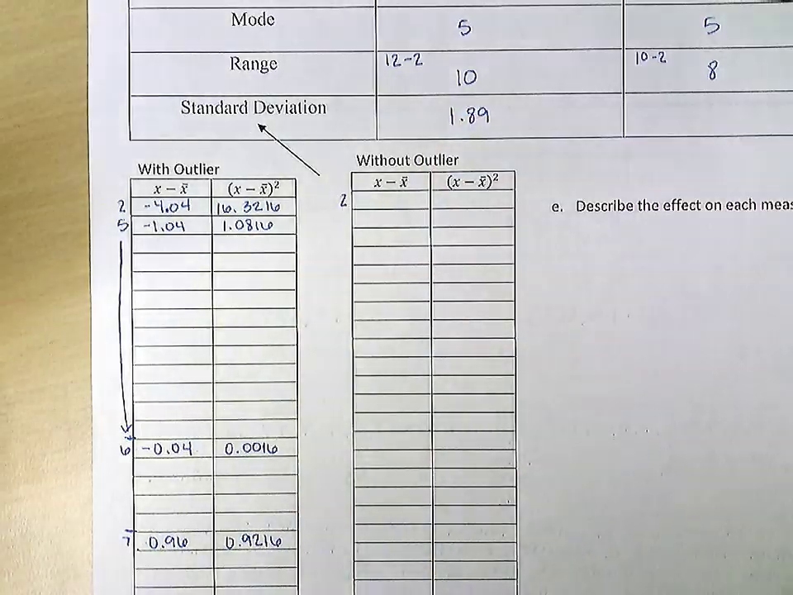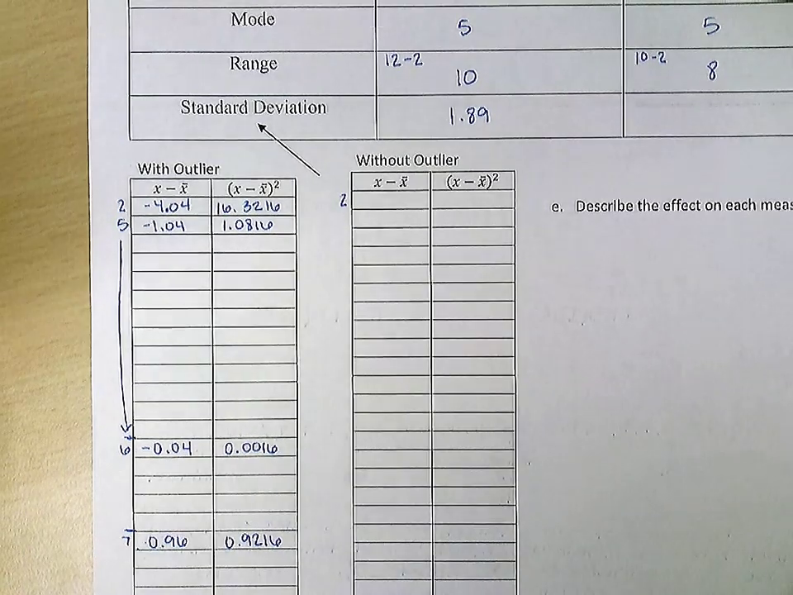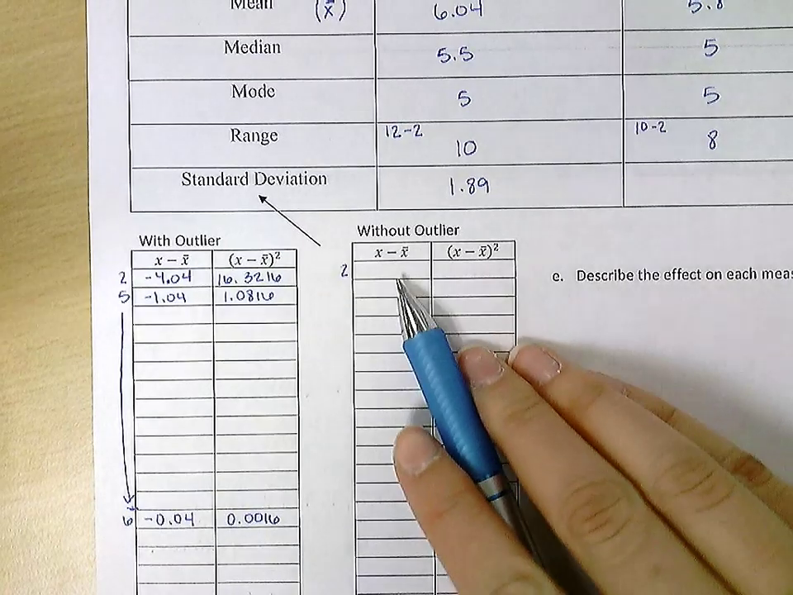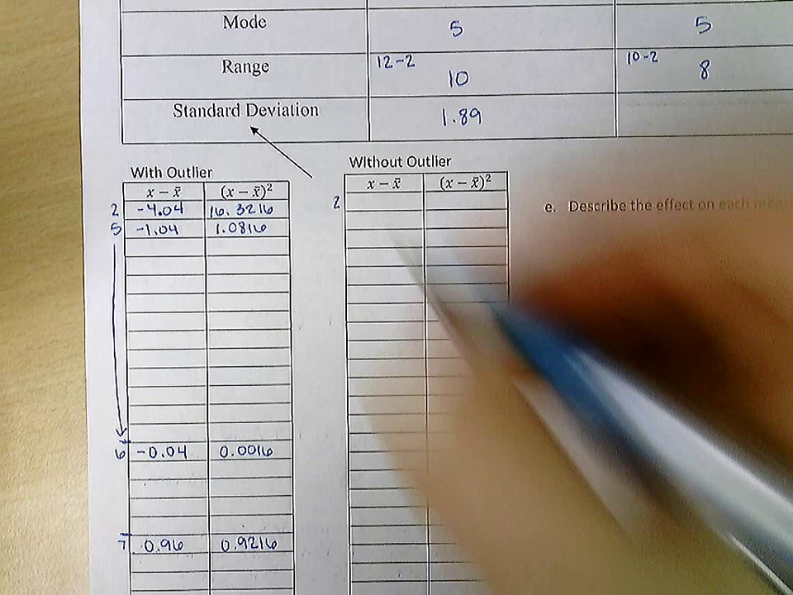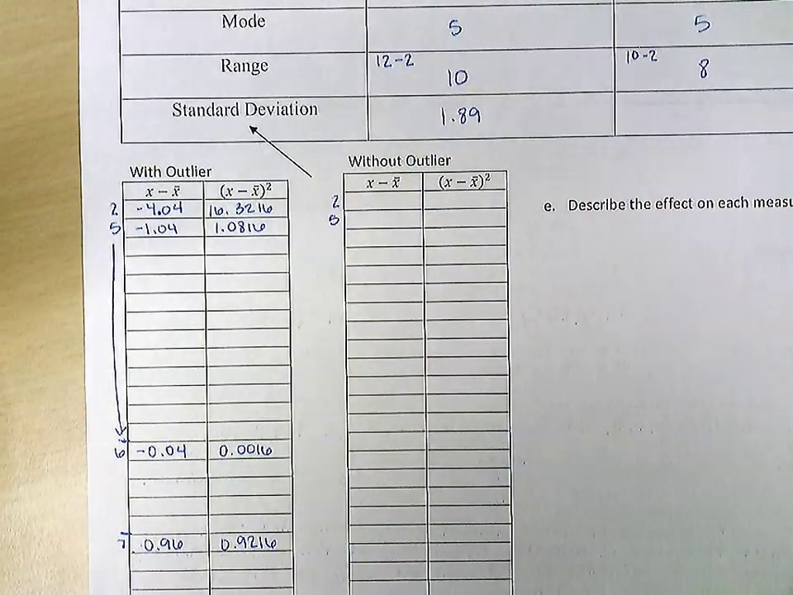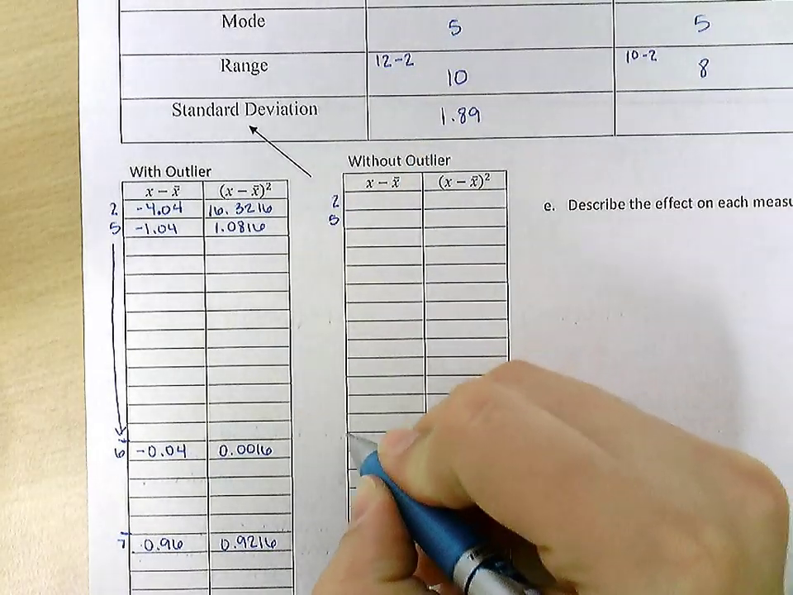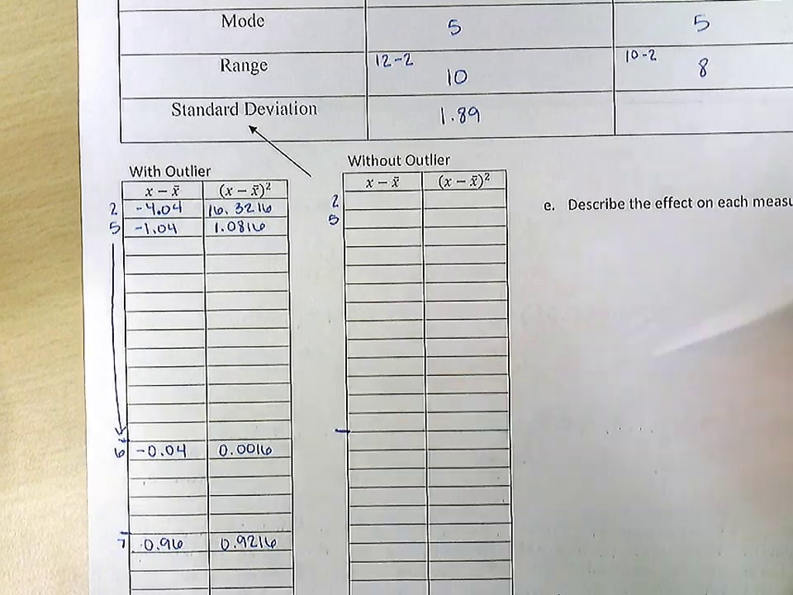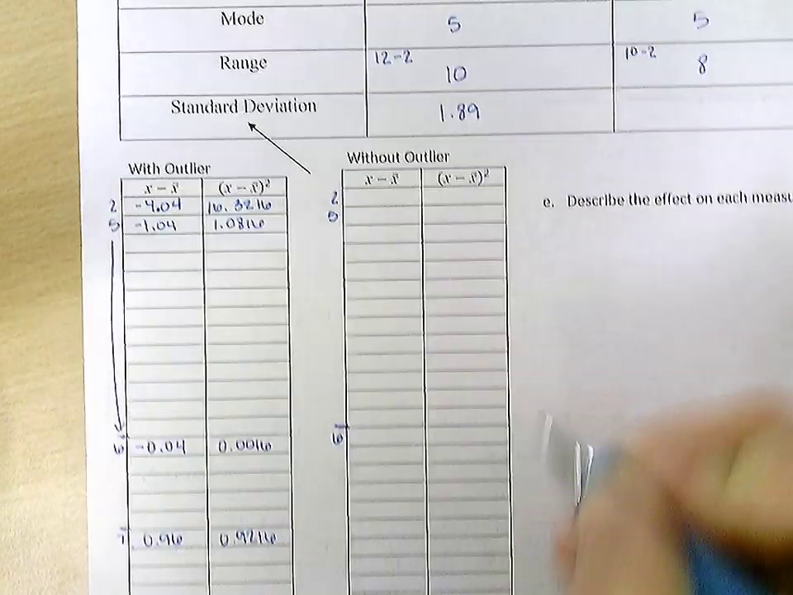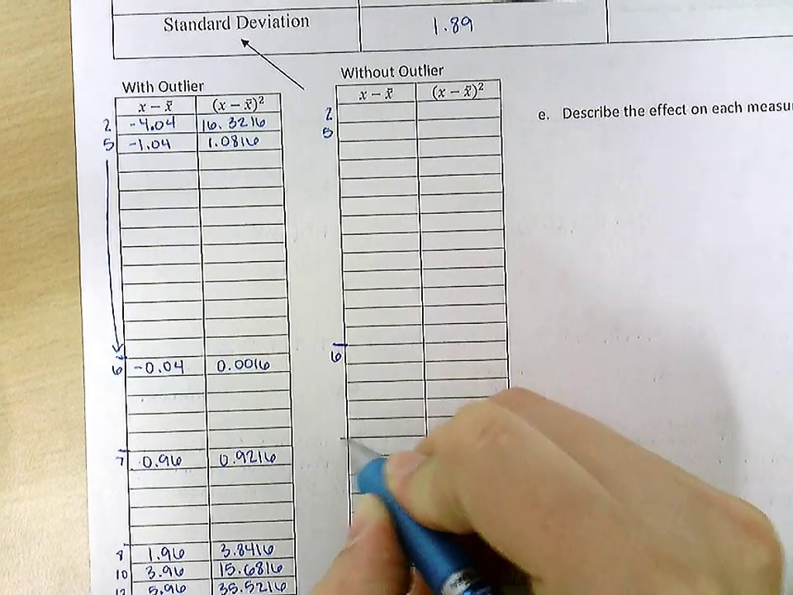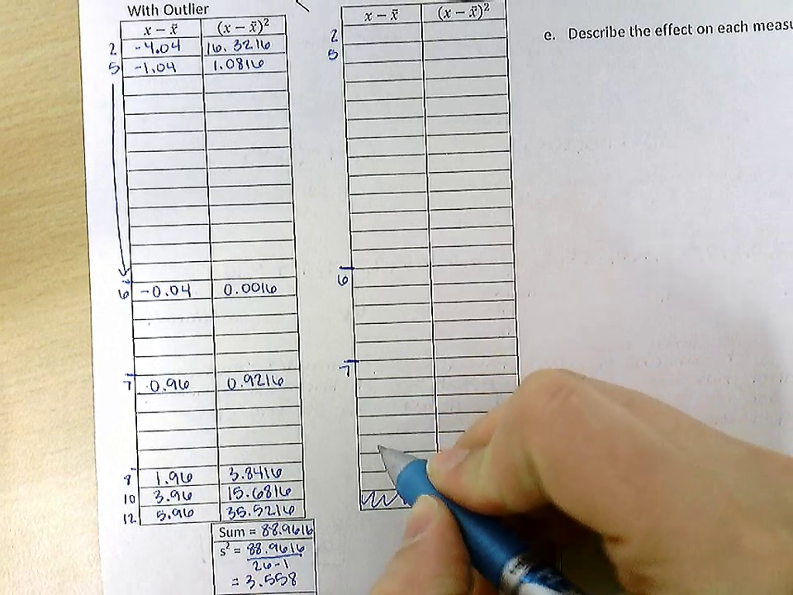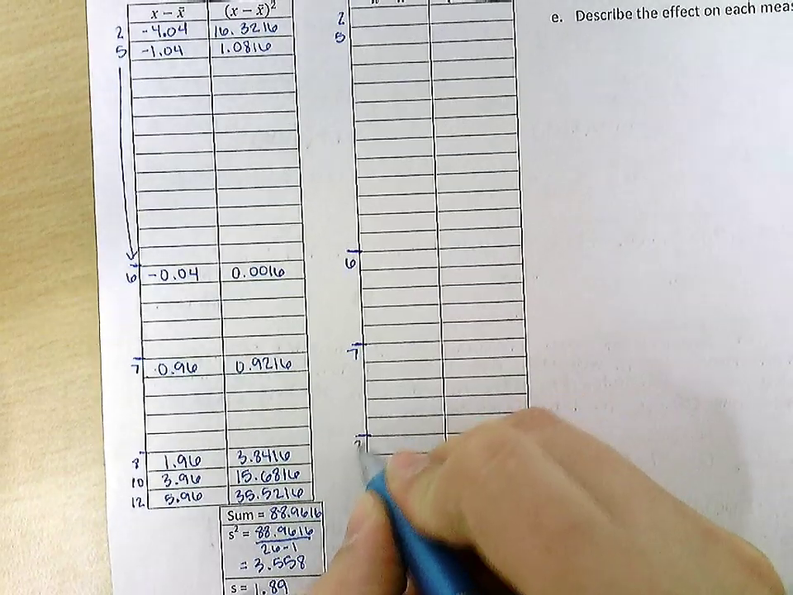So just do 88 minus 35. No, because your mean's different. It does matter because you have to subtract your mean. So I have a 2. I have 12 5s. I have 5 6s. 5 7s. An 8 and a 10.